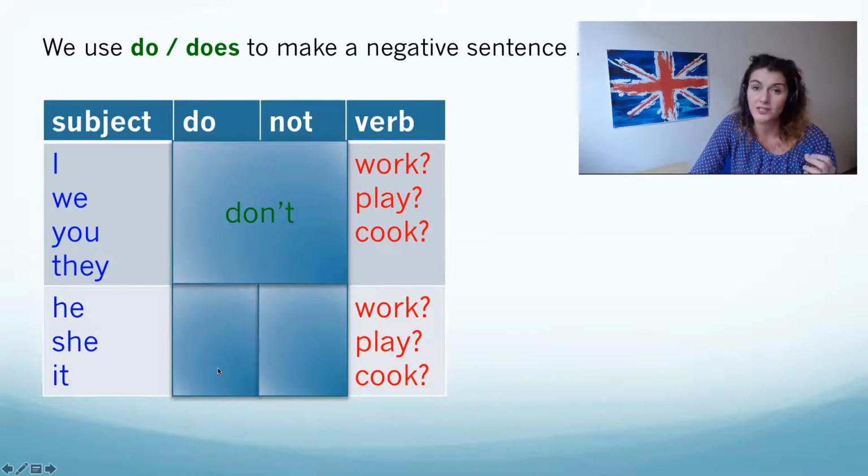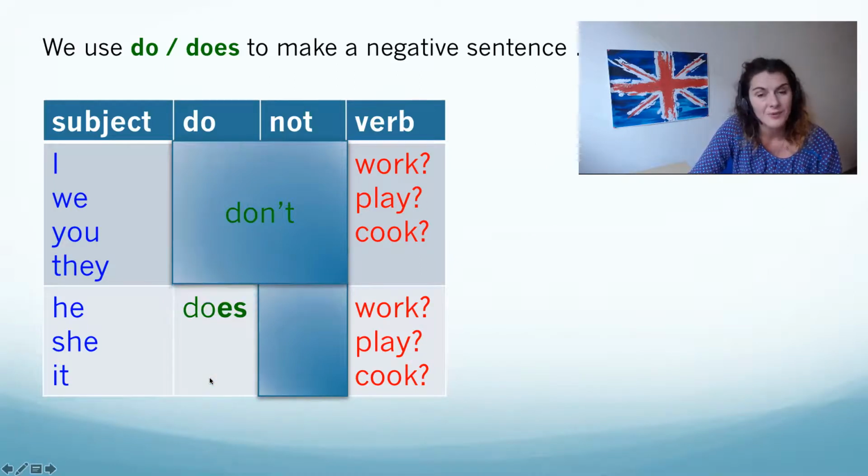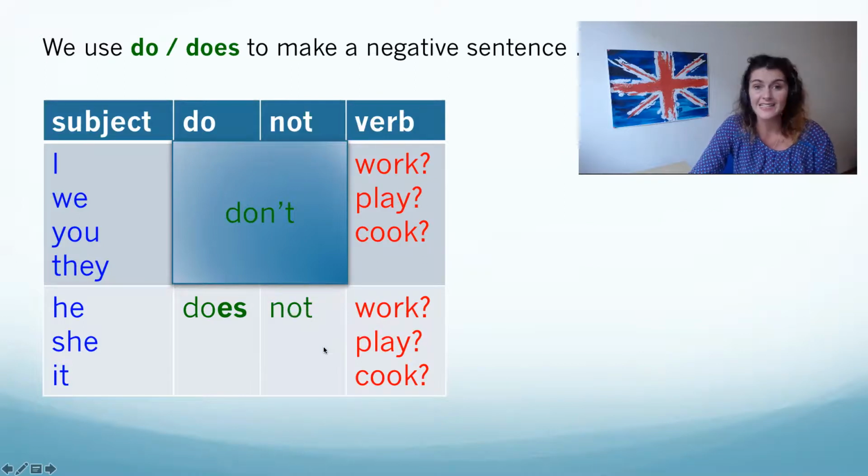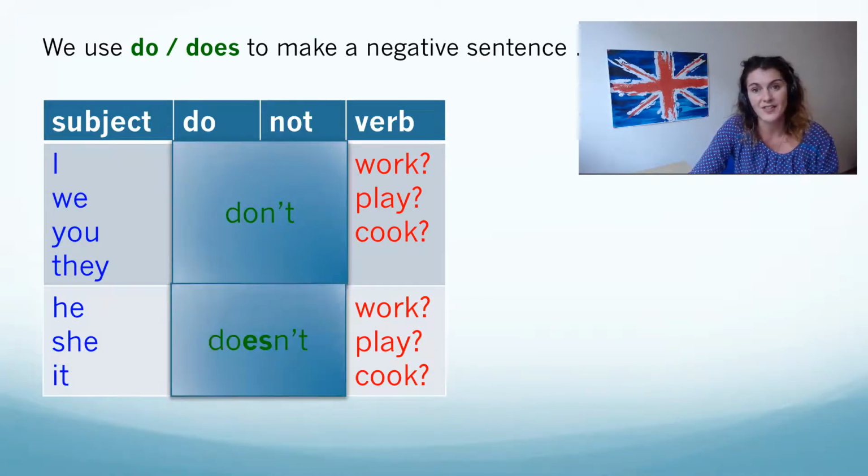What about with the subjects he, she, and it? What form is the verb to do going to take? That's right, we're still using does, and let's not forget it's a negative sentence, so does not. He does not work, she does not play, it does not cook. We must remember to contract, so that becomes doesn't. He doesn't work. She doesn't play. It doesn't cook. Well done.